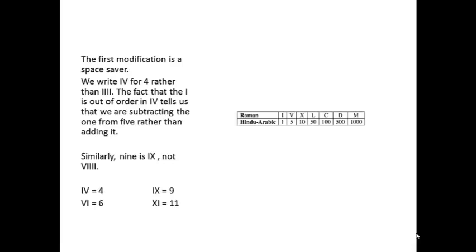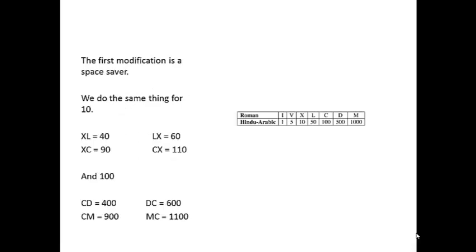Similarly, IX, the I is out of order because X is 10 and I is 1, so it should be XI, but because we have put the I before the X, it tells us that we're subtracting the 1 rather than adding it. If we'd written them in ordinary order, VI would be 6 and XI would be 11. We do the same thing for 10. If we write XL, that is out of order, and we're taking 10 away from 50 for 40.